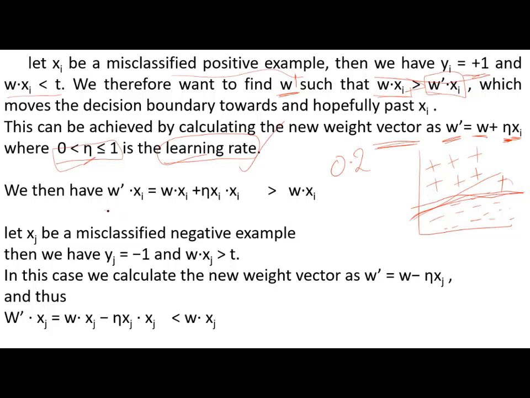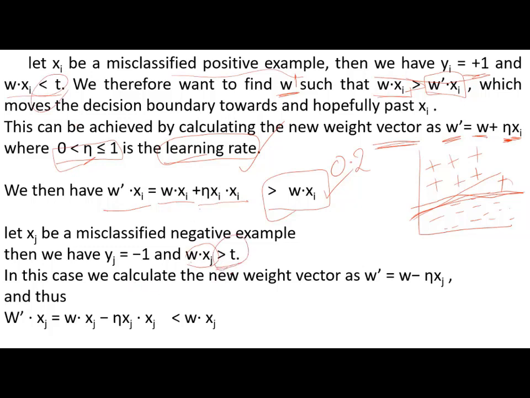We then have W' xi is equal to W xi plus η xi into xi. Clearly, this shows it is greater than W xi. In the same way, let xj be misclassified as a negative example. Then we have yj is equal to -1, and W xj should be greater than T. Here it is less than T, because it is positive and it should be greater than T.